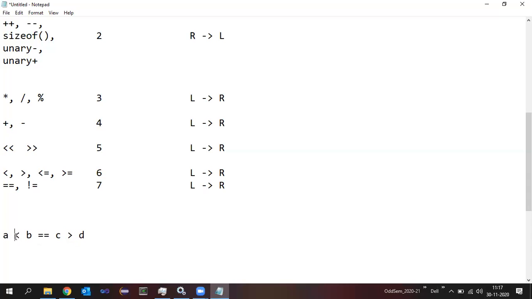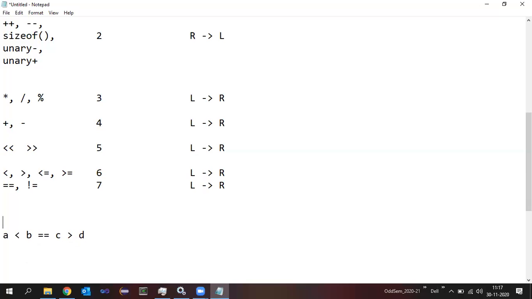And if there are two operations of the same priority, we have to look at whether it should be done from left to right or right to left. So here, less than and greater than are both there, so we perform first left to right. Left to right means what?